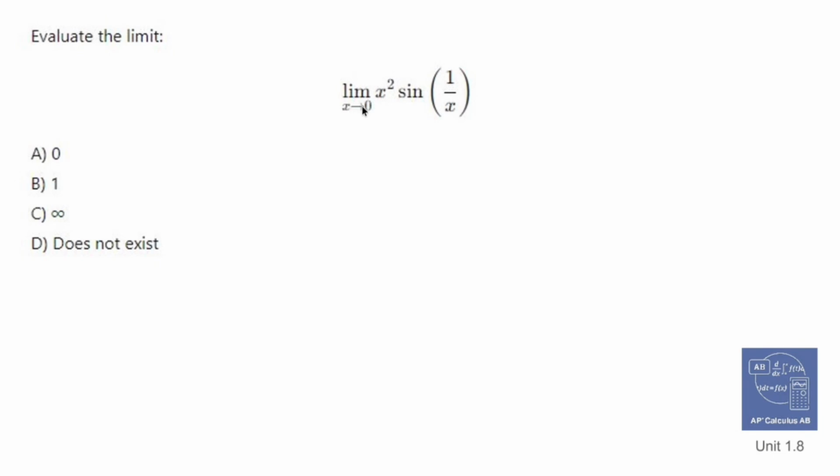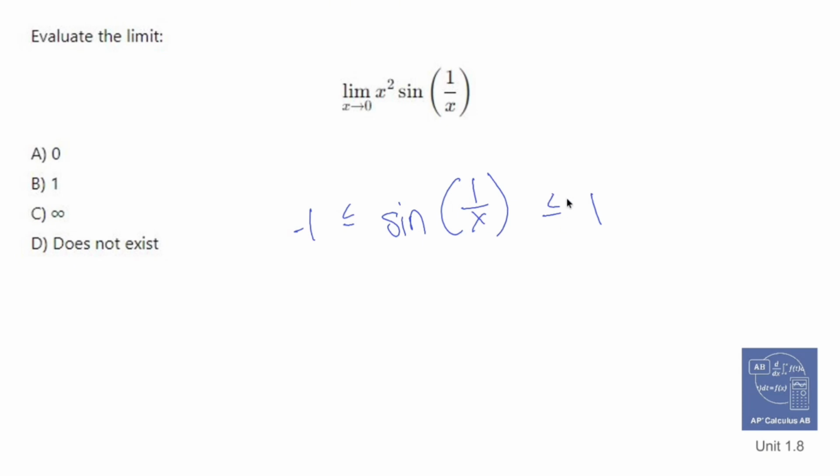Evaluate the limit as x approaches 0 of x squared sine of 1 over x. So what we're going to do with this guy is we're going to use what's called the squeeze theorem. Now there's a little rule that says that if you were to take sine of 1 over x, you can bound that in between negative 1 and positive 1.